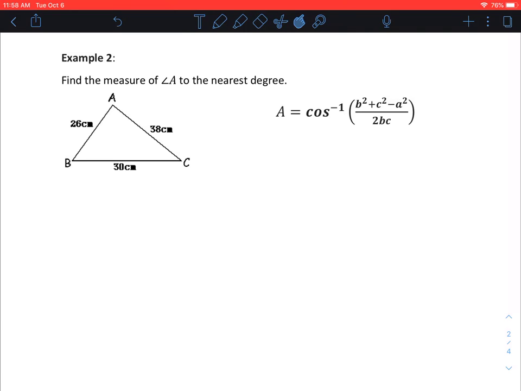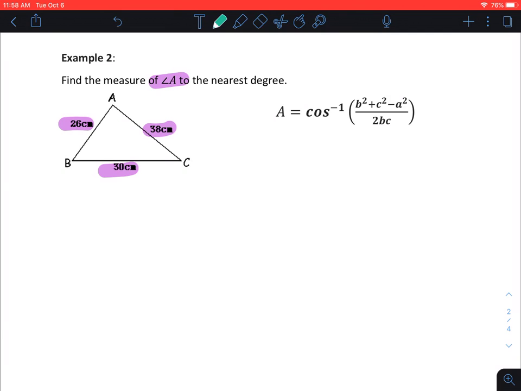Hi everyone, let's take a look at an example of finding the measure of an angle using the cosine law. So here we have a triangle where they've given us the lengths of the three sides, but they haven't given us any angles. So whenever you see a question like this that has three sides given with no angles, that is always a cosine law question. Okay, so they've asked us to find angle A to the nearest degree.